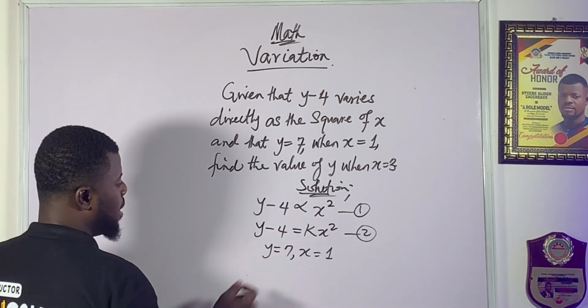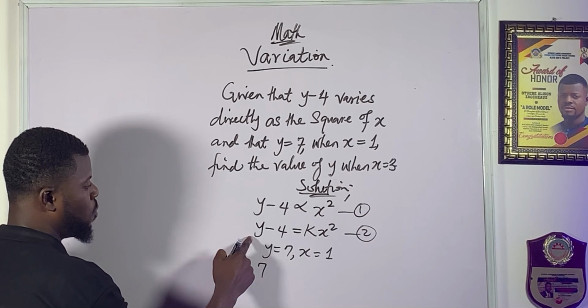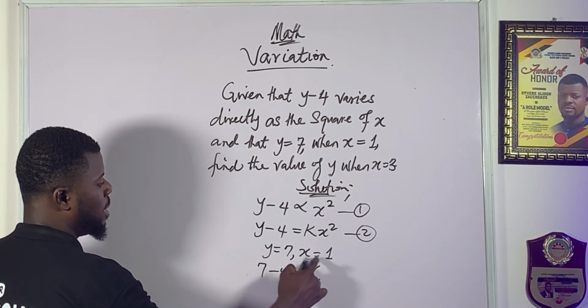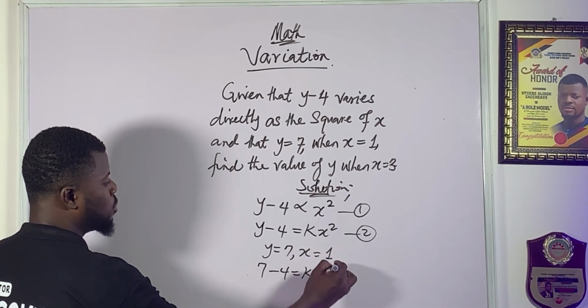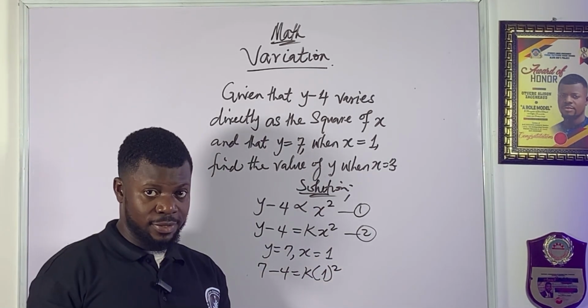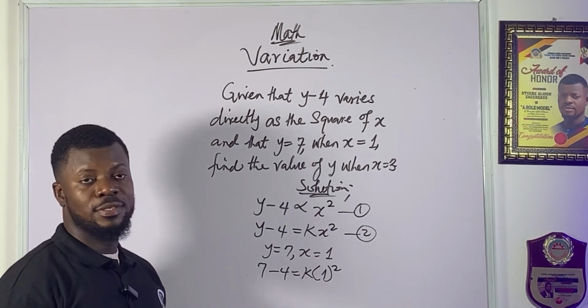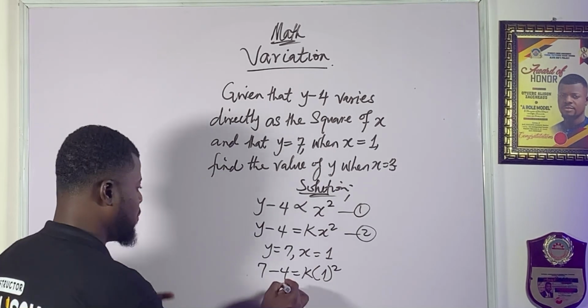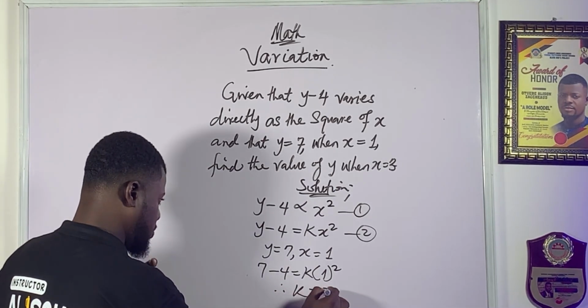So when you plug this here, we just have 7 in place of y minus 4 equals k into x, here is 1, all squared. All right, what is 1 squared? 1 squared is 1, right? So k times 1, that will be k. And 7 minus 4, that will be 3. Therefore, k will be equal to 3.